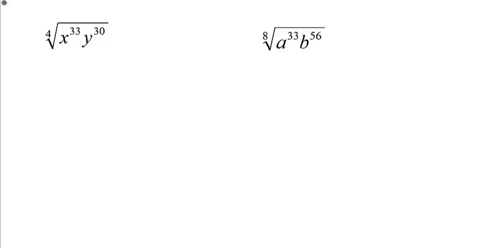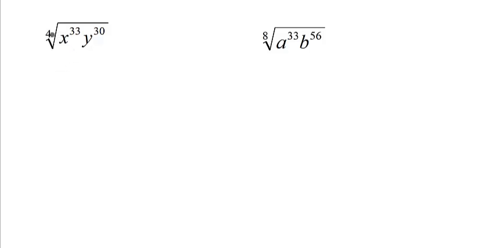In this video, we've got a couple expressions that we want to simplify. The thing that's different with these is that they have some bigger indices. The index for this radical expression is 4. The index for this one is 8. Now let's do this one first.